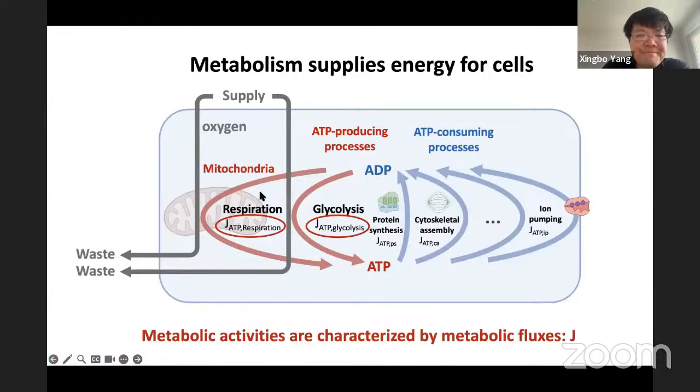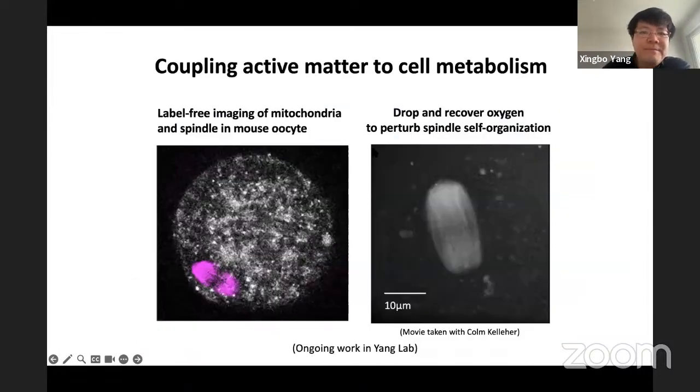So during these cycles, right, there are those fluxes. So there are concentrations of ATP, ADP. And also there are those fluxes, which characterize how fast you are, for example, making ATP or consuming ATP. And these are the turnover rates of the molecules. And they characterize the metabolic activities. So that's kind of an overview of cell metabolism.